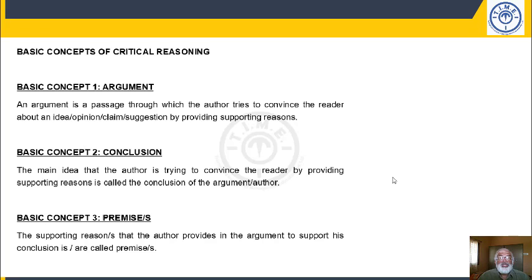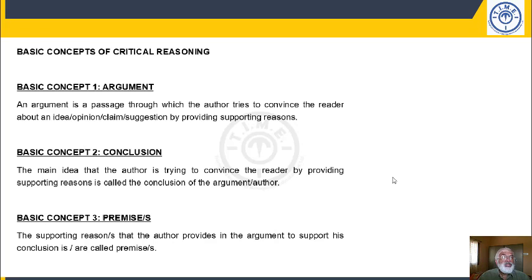So the main idea that the author is trying to convince you of by providing supporting reasons is called the conclusion of the argument. That means in an argument that you read, you come across a statement and ask, why or how did the person arrive at this? What are the person's reasons for this? Then you know you're possibly looking at a conclusion.